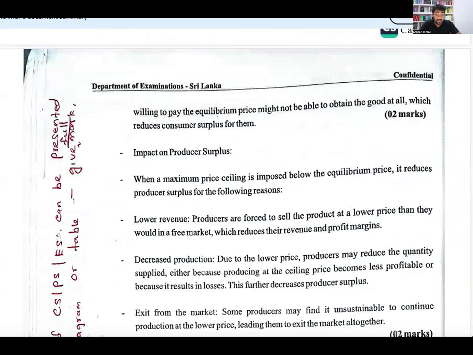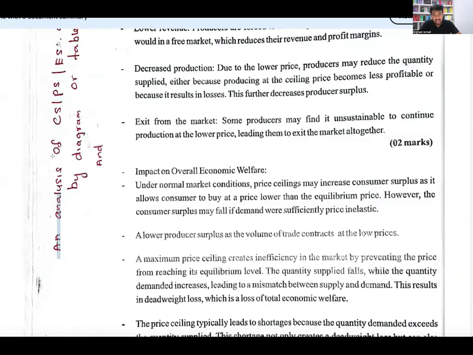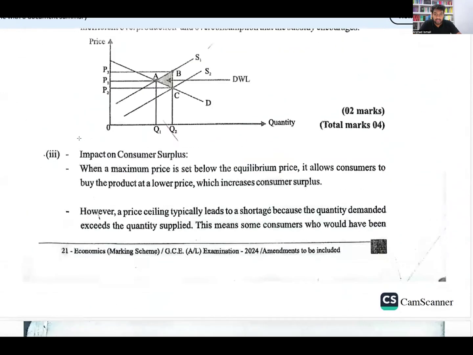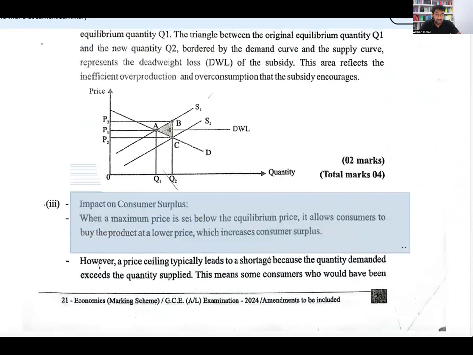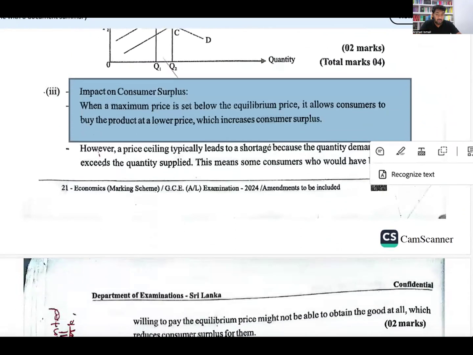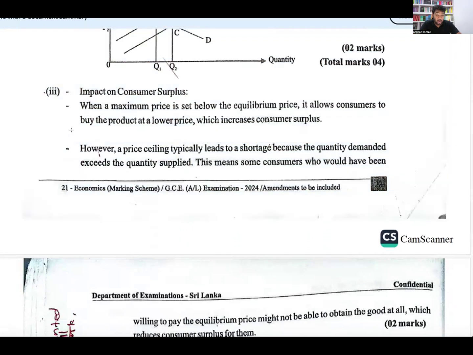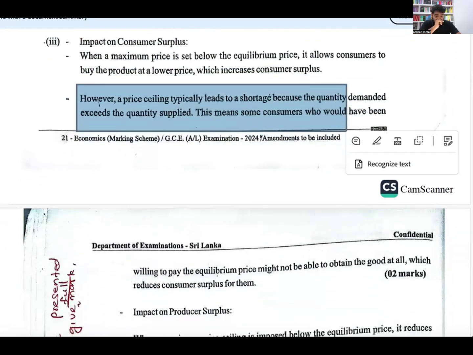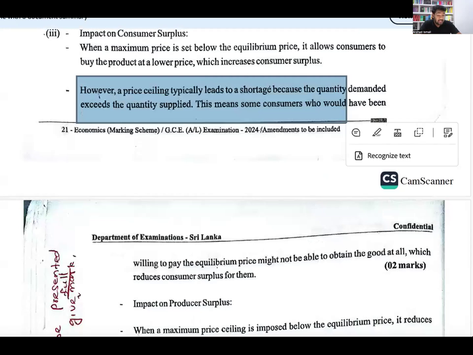Here they have not even given a diagram. They are saying an analysis of CSPS by a diagram is also better, and even for a table they have given marks. Look at the impact on consumer surplus: consumers can buy the product at a lower price, so consumer surplus increases. However, it could lead to a shortage also. And if there is a surge cost and all, then it might actually go down.